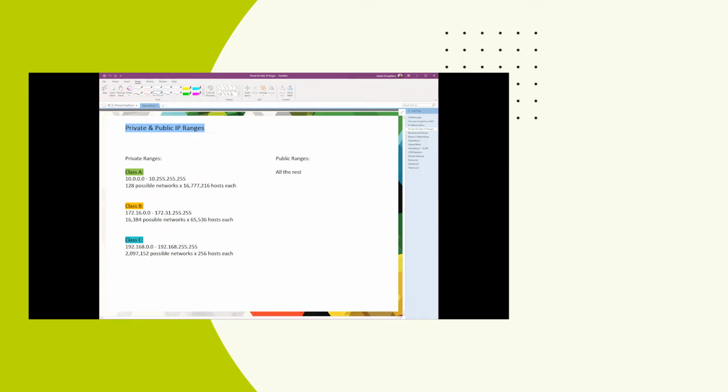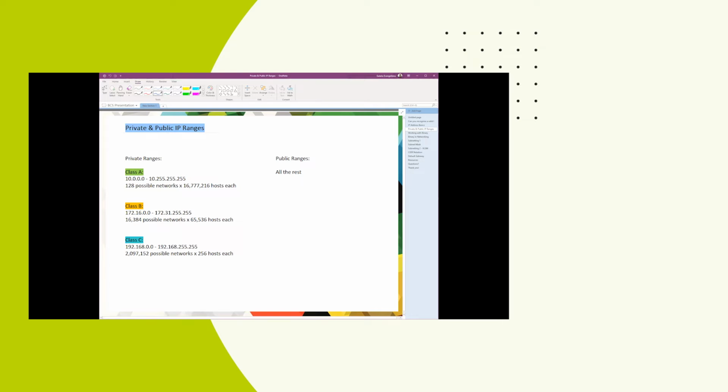Class A is the range of 10.0.0.0 up to 10.255.255.255. And as you can see here, this class can give us 128 possible networks, and each network can host around 16 million devices. That means this is a very, very big network.